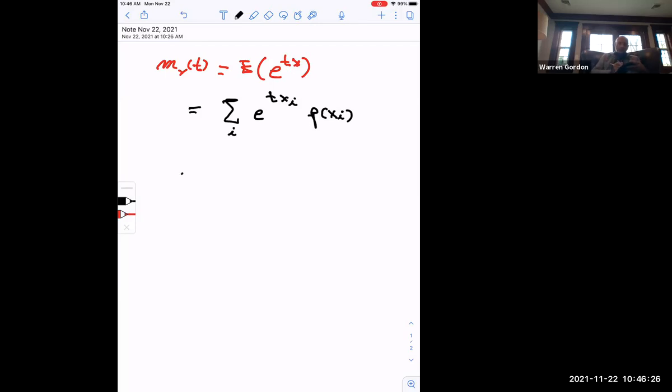So in particular, the first derivative of the moment generating function was the mean. The second derivative of the moment generating function was E of X squared, which I think we called mu 2.